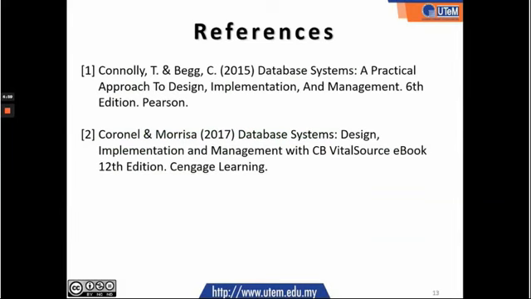Alhamdulillah, hopefully we are able to construct nested queries in relational algebra. You may refer to the reference used for this lesson.